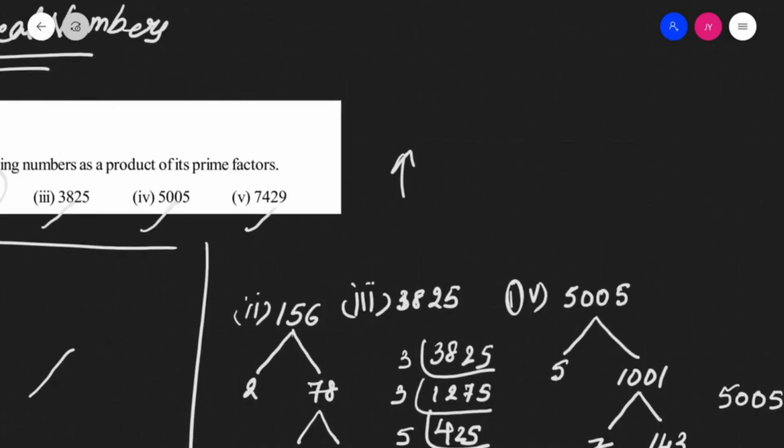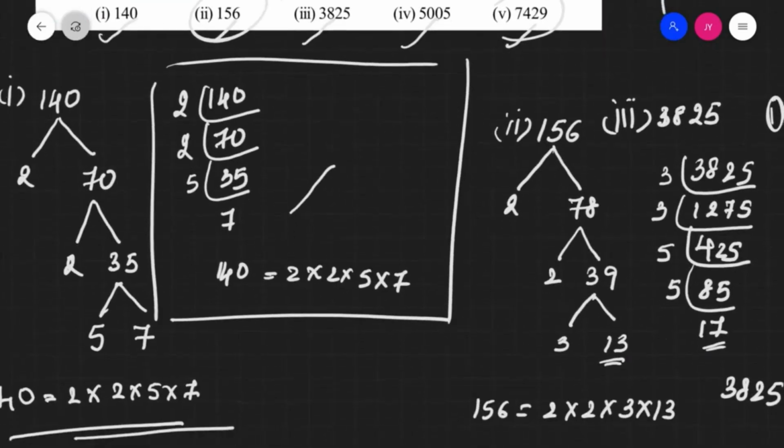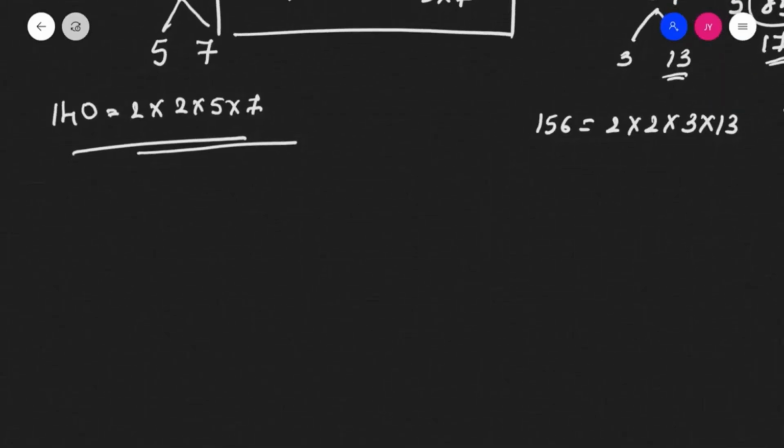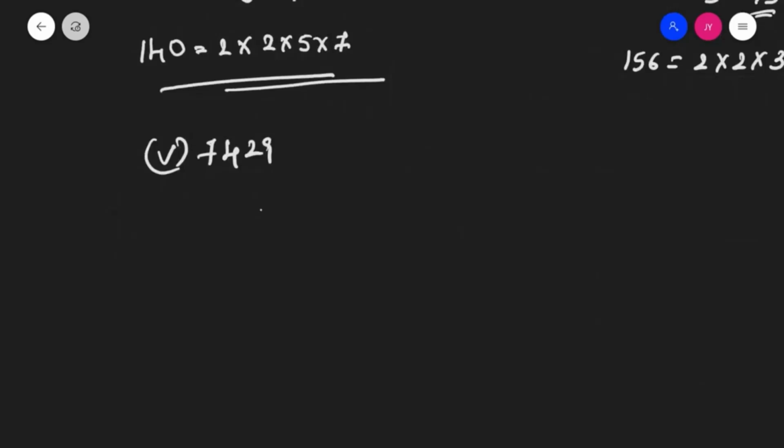So the last one, it's a pretty hard sum. 7429. It is not actually divisible by 2, 3, 5, 7, 11, or 13. So the first prime number which divides 7429 is 17. So 7429 divided by 17 is 437.